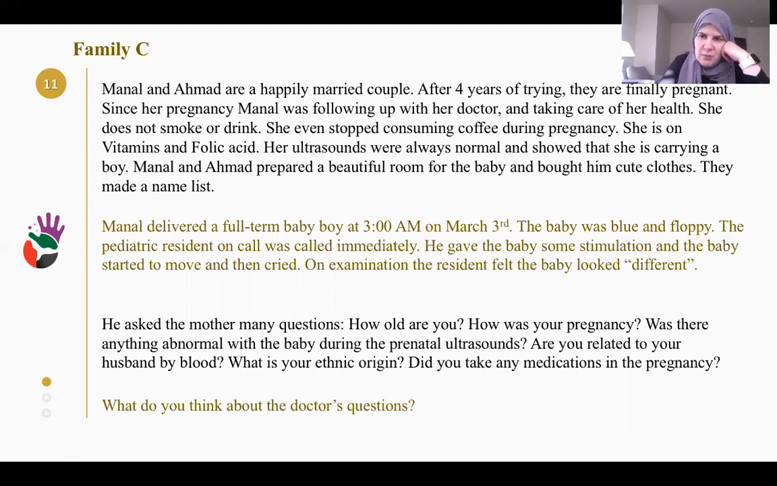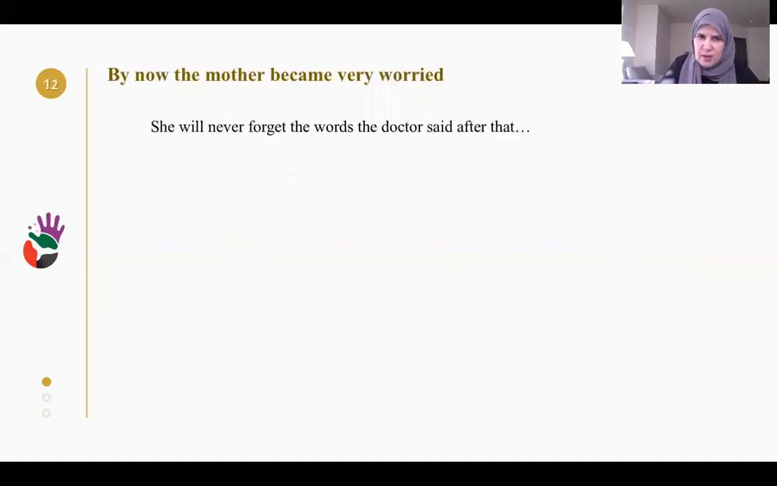So from a scientific point of view, they sort of make sense, and he's asking things to help him decide whether or not this child is affected. But what is it from a psychological point of view? So the mother now becomes very worried, and she will never forget the words the doctor said after that. So what were these words?